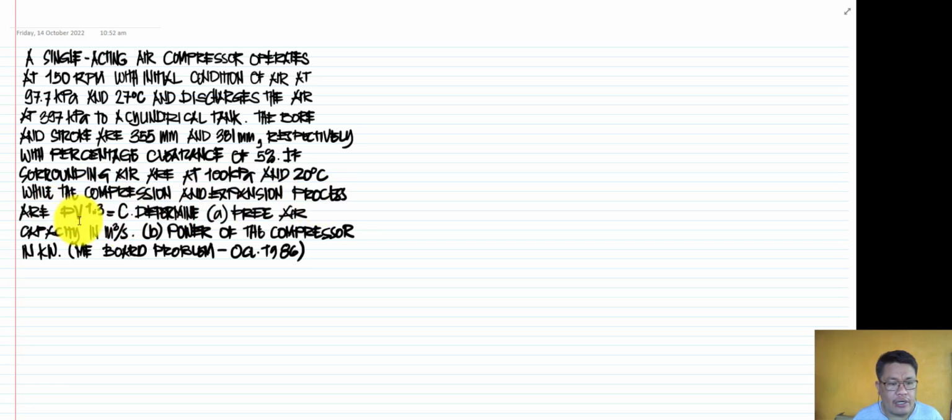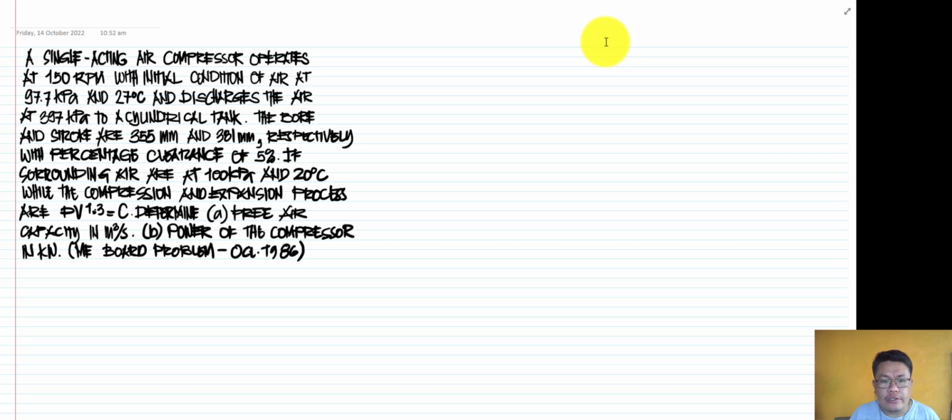Now, if the surrounding air is at 100 kPa and 20 degrees Celsius, while the compression and expansion process are PV^1.3 = C, determine A, the free air capacity in cubic meter per second, and B, the power of the compressor in kilowatt. So this is an ME board problem which was stated back in 1896.